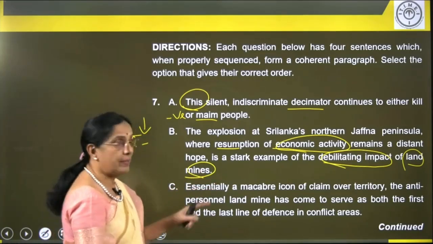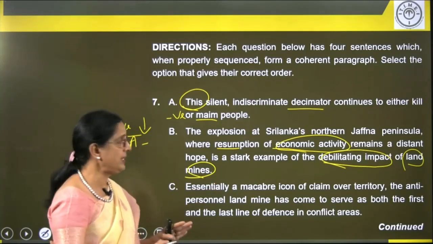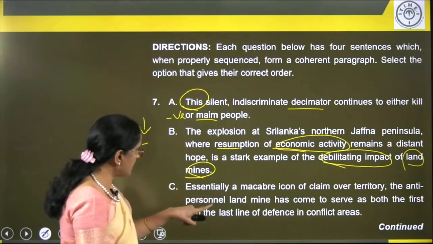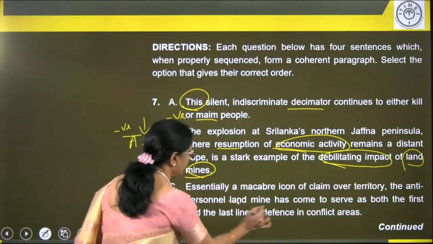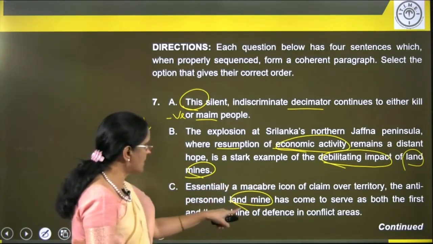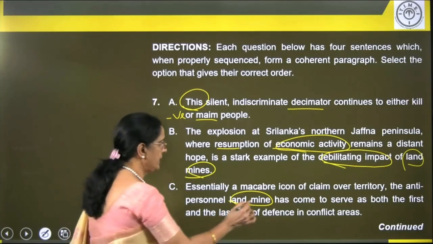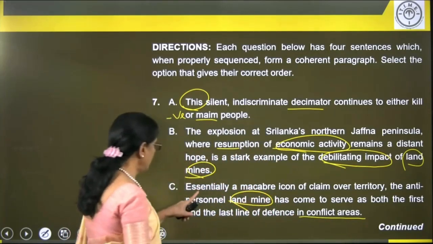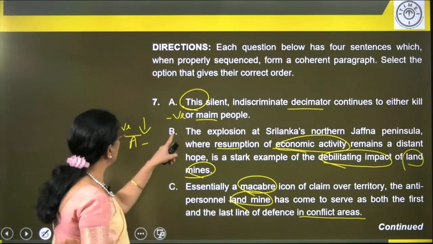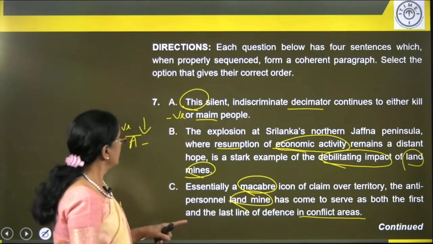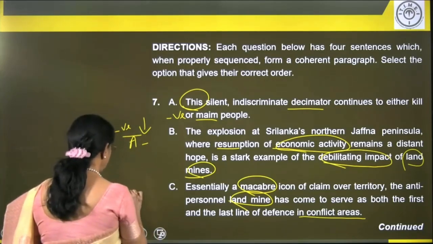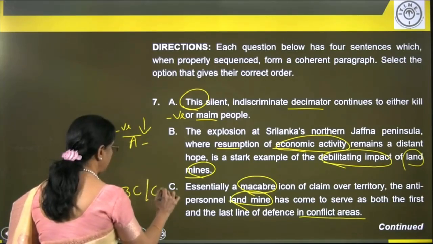Essentially, a macabre, ghastly, scary icon of claim over a territory, the anti-personnel land mine has come to serve as both the first and the last line of defense in conflict areas. You are talking about a dangerous place. Alright, it's a dangerous place. So, B and C are connected. So, we have to see whether it is BC or CB. Alright, let's see. BC or CB.